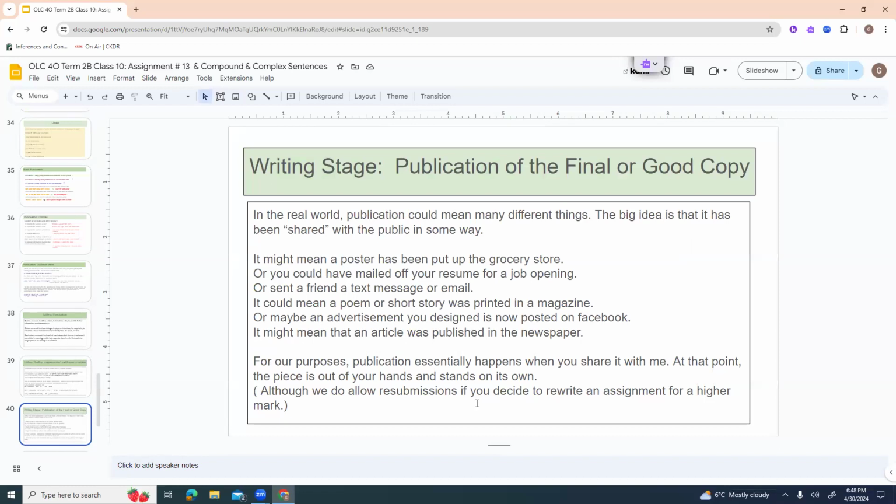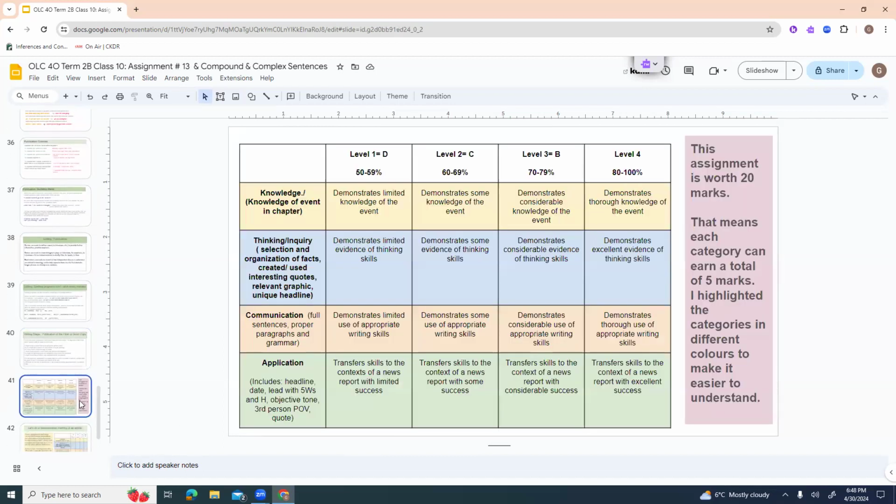So in the real world, publication could mean anything. You've shared it in some way. For me, publication means that you've sent it to me and said, hey, here is my final copy. I'm ready for you to mark. So that is the rubric that we talked about.